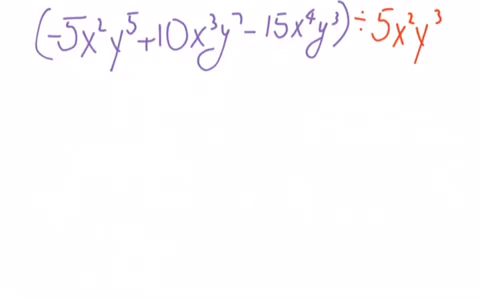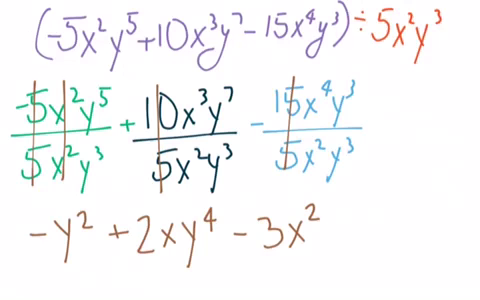Alrighty, this one looks pretty intense. I want you to pause it, and I want you to try to figure it out on your own. Hit play when you're ready to see the answer. So if you got negative y squared plus 2xy to the 4th minus 3x squared, you did everything correctly. Some errors that we might see are division errors with the coefficients, or remembering that negative divided by a positive is going to give you a negative.